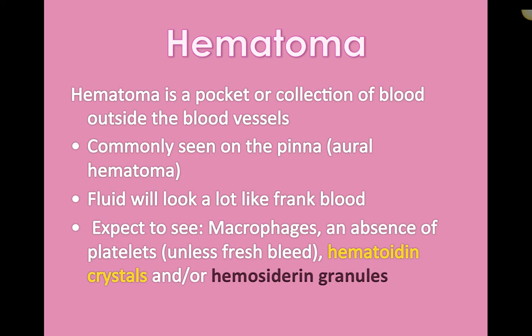The fluid will look a lot like frank blood, and you'll expect to see macrophages. You won't see platelets unless there's fresh bleeding, and you'll see hematoidin and/or hemosiderin granules. Treatment of aural hematomas should technically be surgical in general, and there are various techniques. Some people will use a punch biopsy and sort of make the inside of the pinna look like Swiss cheese, so it can drain, and then they tack down the skin to the cartilage of the pinna so that it maintains in its spot.